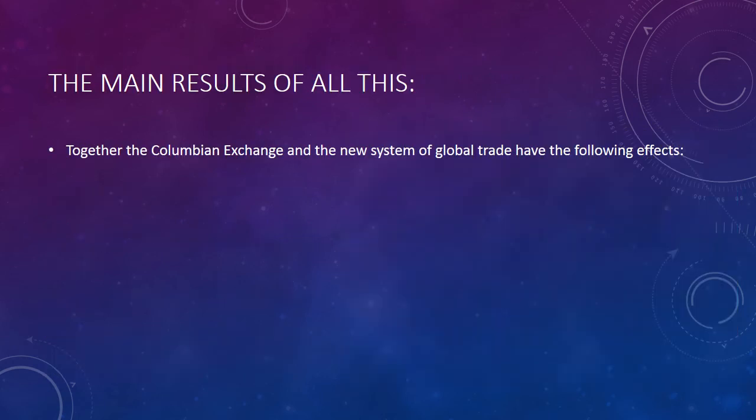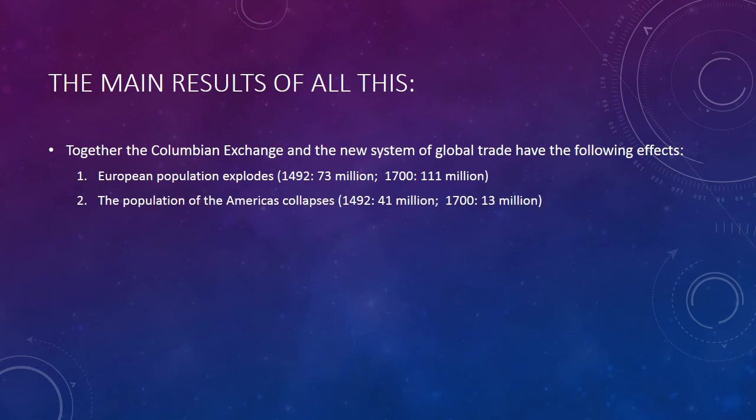All right, so let's take a minute to look at the main results of all of this increasing globalization. Together, the Columbian Exchange and the new system of global trade have the following effects. There are 6. 1, the European population explodes, growing from 73 million in 1492 to 111 million by 1700. 2, the population of the Americas collapses, going from 41 million in 1492 to 13 million in 1700. 3, Europe becomes central in world trade.